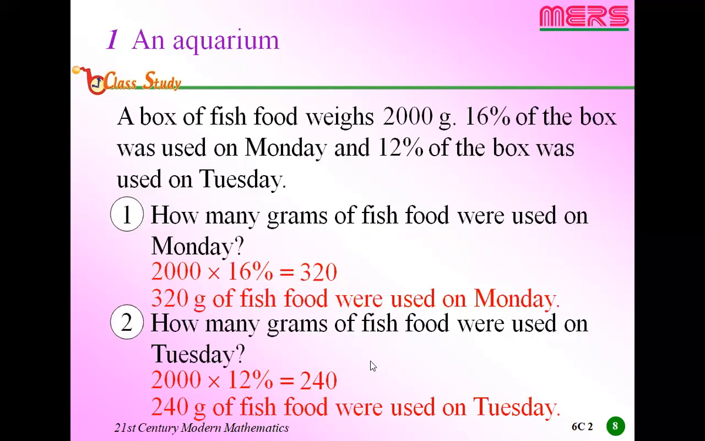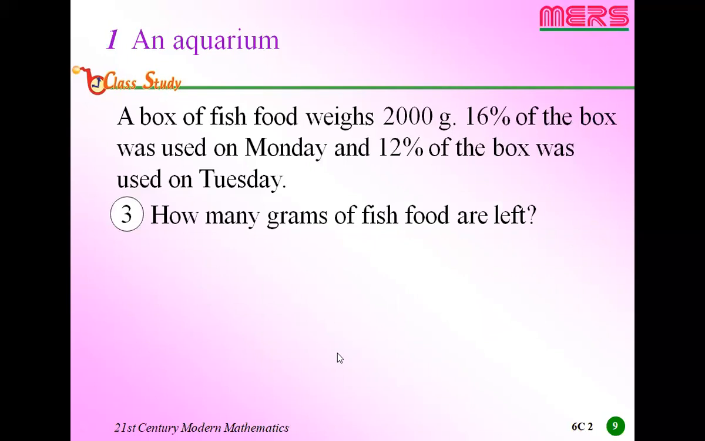And then you still have one more question. How many grams of fish food are left? As I said before, they haven't used all of it. So how much of it is left? You can use the concept of 100%, which we write as 1. Use 1 minus 16% and 12%. Okay? Use the total of 2,000 grams times brackets 1 minus 16% minus 12% to find it.